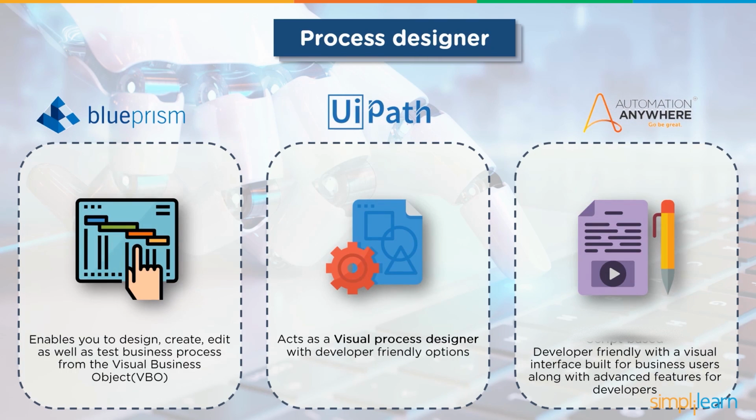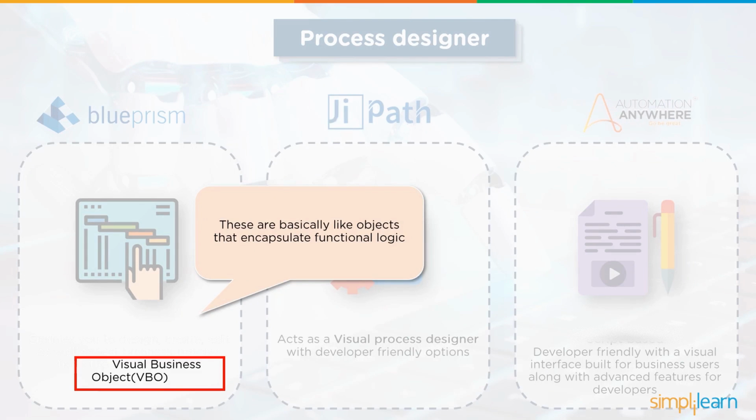The third feature of comparison is Process Designer. Blue Prism enables you to create, design, edit, as well as test business processes from the Visual Business Object. Now, a VBO is like an adapter provided by Blue Prism for communicating with an application. Each Visual Business Object implements a specific set of operations on an application's user interface. So these are basically like objects that encapsulate a particular functional logic.